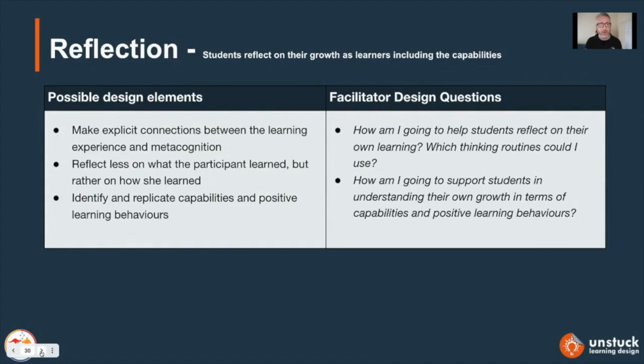So in terms of reflection, what we want is students to think about their growth as learners, including the capabilities. Remember that our final module, module 6, is all about the capabilities. And so some of the possible design elements of a reflection moment might be, we make some explicit connections between the learning experience and metacognition. So we're really talking about, well, this is what we did, how well did you do it as a learner? We're going to definitely reflect less on what you've learned, but rather on how you have learned. And we're going to identify and replicate capabilities and positive learning behaviors.